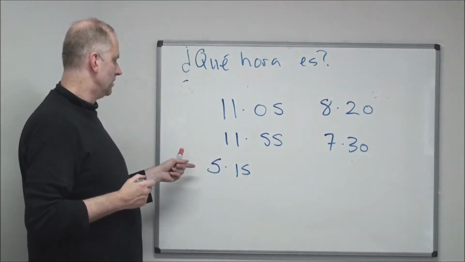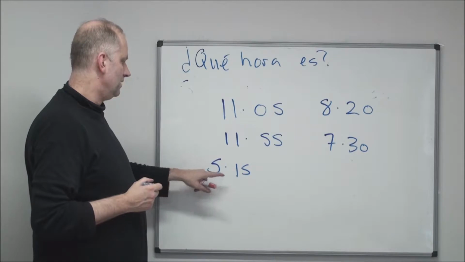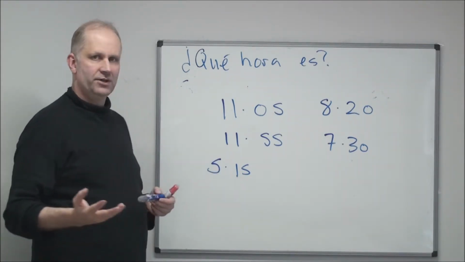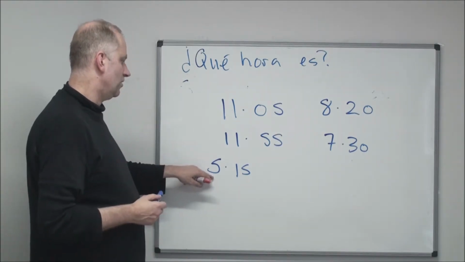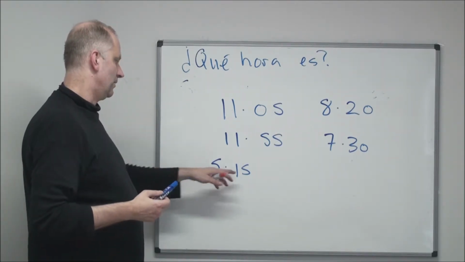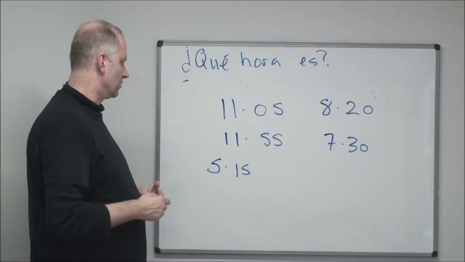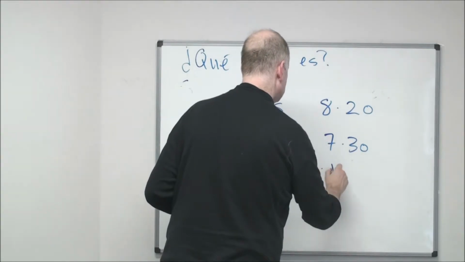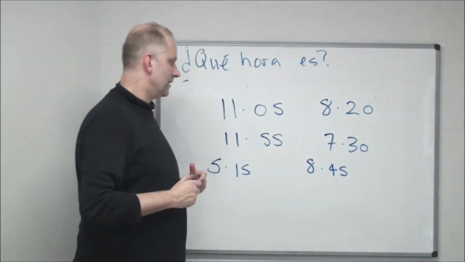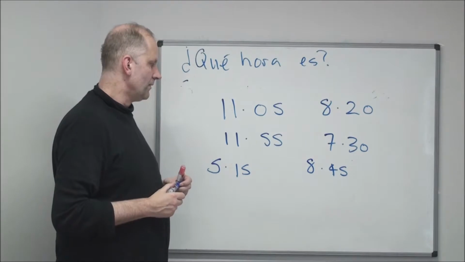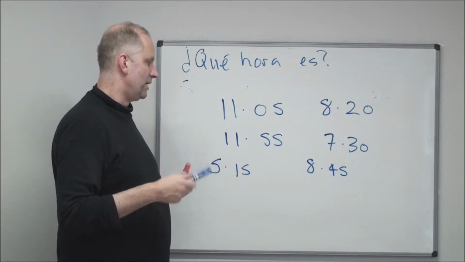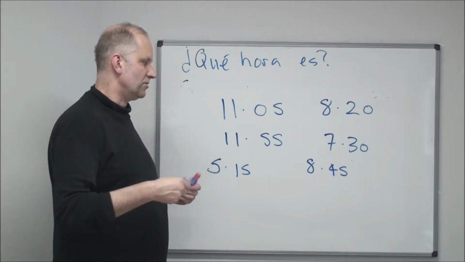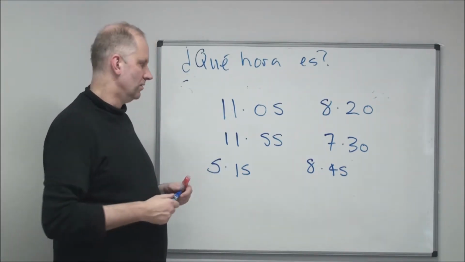¿Qué hora es? Son las 5:15. Equally, you could also say it the other way. So 5:15 or 5:15. Okay, and then this one is 8:45. So it's son las 9 menos cuarto. Or you could say 8:45, son las 8:45.